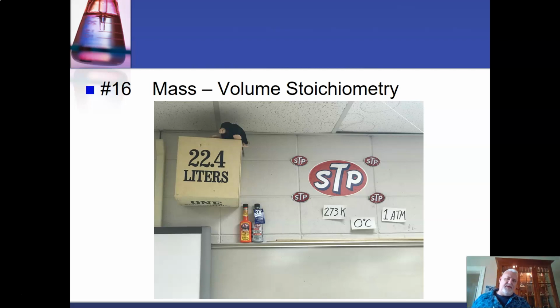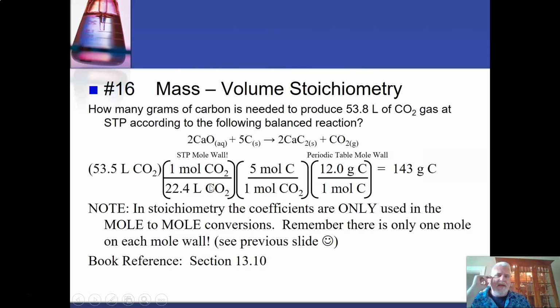Number 16 is going to be a mass volume stoichiometry problem. So this is sort of brand new, but it's going to involve the mole wall. There he is, 1 mole. There's the STP stickers, the 22.4 liters. So, here's the problem. Write it down. Okay? And hit the pause, and then I'll walk you through it.